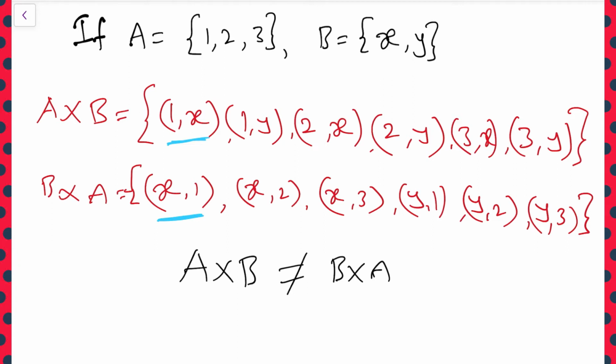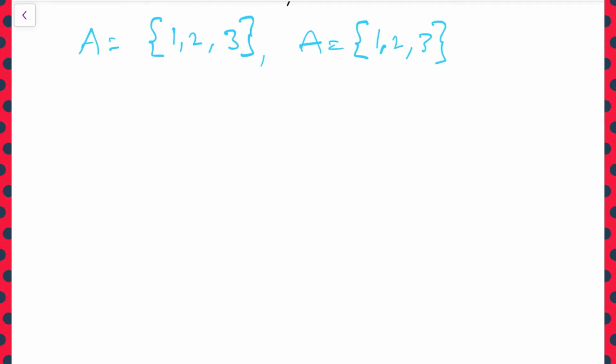Next, he is asking again to find the value of A cross A as well as B cross B. A cross A and B cross B is asked. So let us check it again. Set A, he gave as 1, 2, 3. Again I am writing set A only because he is asking A cross A. So that's why I am writing it 2 times. Now, we want A cross A.